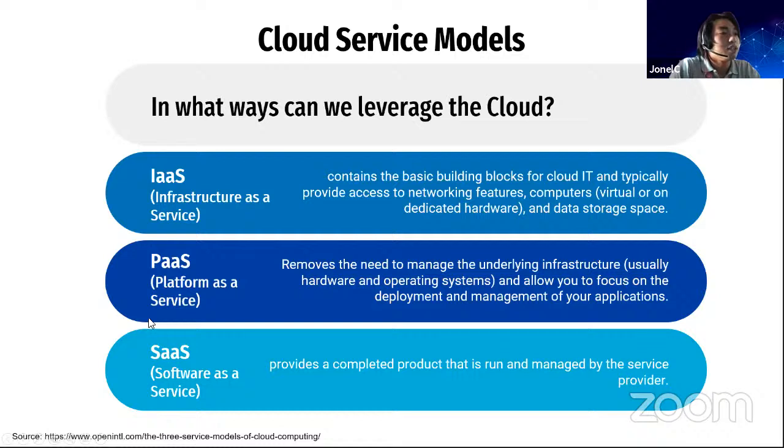Okay, and what it does is, for infrastructure as a service, let's define them. IaaS contains the basic building blocks for cloud IT, and typically it provides access to networking features, computers, virtual or dedicated hardware, and data storage space. So in the infrastructure as a service, you are actually renting the infrastructure of that cloud provider. So for example, you want a virtual machine. That is an example of an infrastructure as a service.